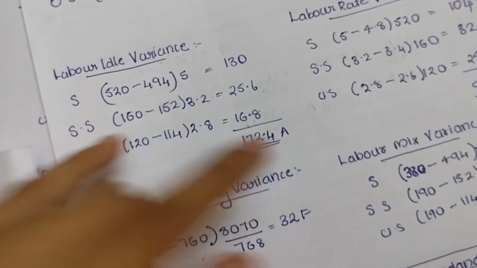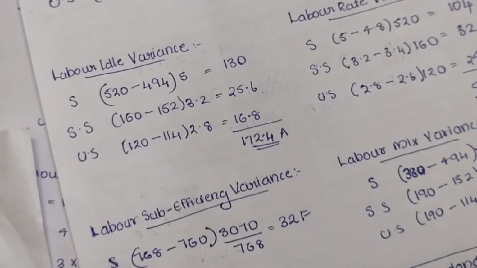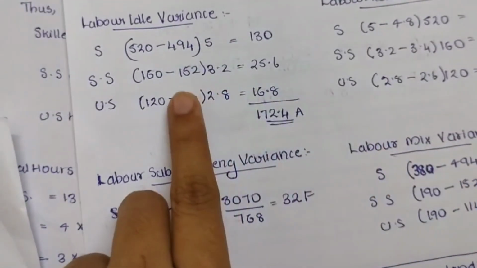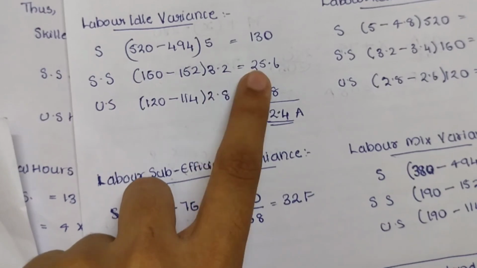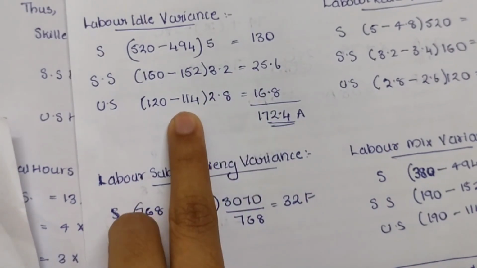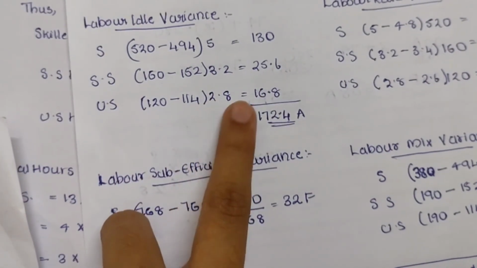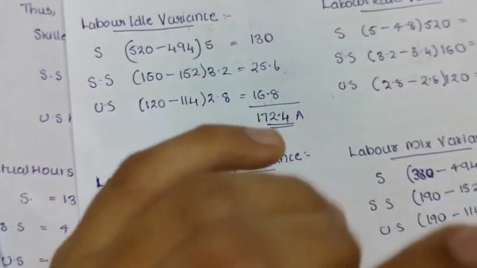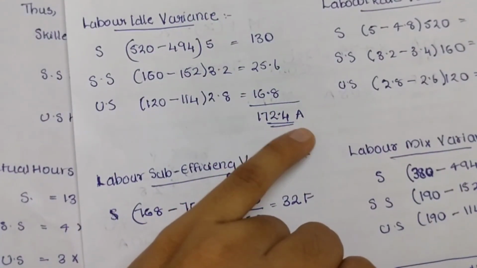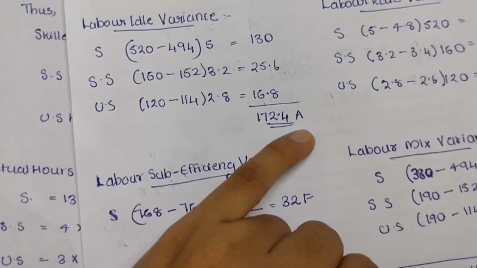And for semi-skilled, 160 minus 152 into 3.2, you will get 25.6. In case of unskilled, 120 minus 140 into 2.8, you will get 16.8. Once we take the sum, we will get 172.4, and we have to consider it as adverse.